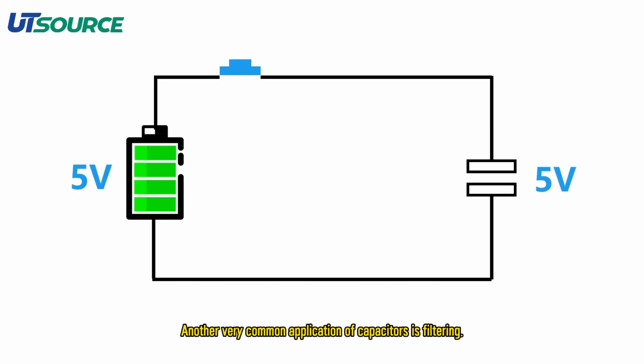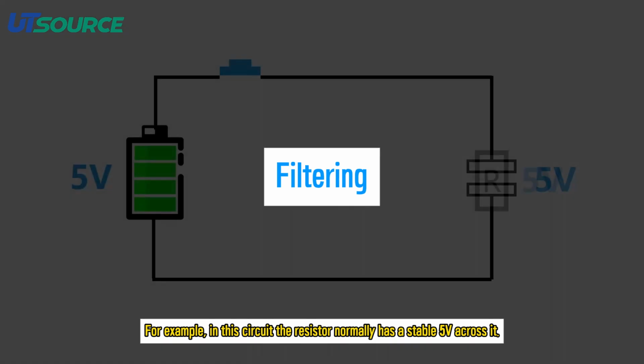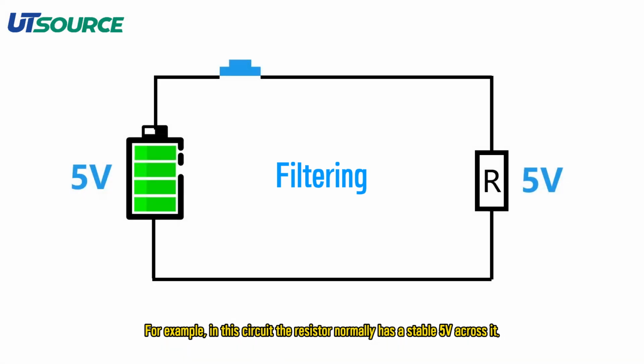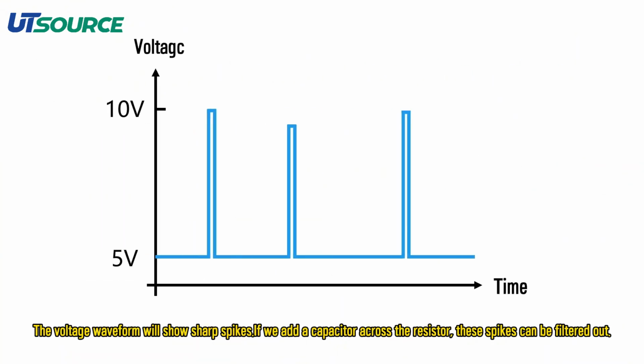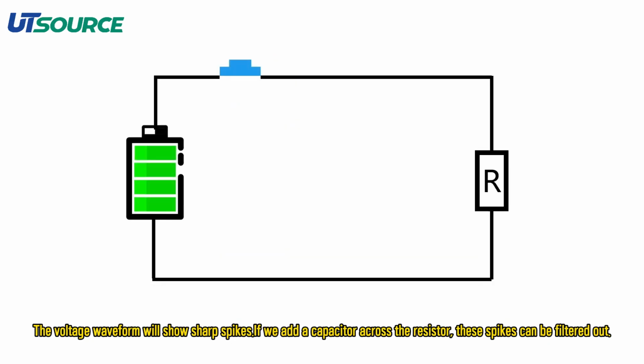Another very common application of capacitors is filtering. For example, in this circuit the resistor normally has a stable 5 volts across it. If the power supply experiences interference, the voltage may suddenly spike. The voltage across the resistor will show the same disturbance. The voltage waveform will show sharp spikes. If we add a capacitor across the resistor, these spikes can be filtered out.